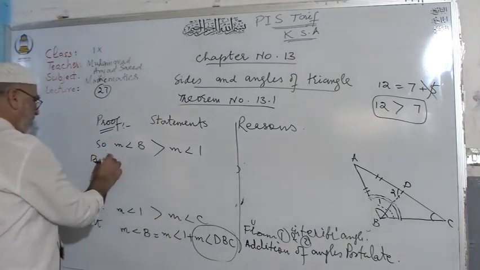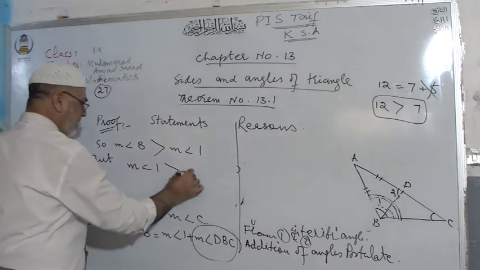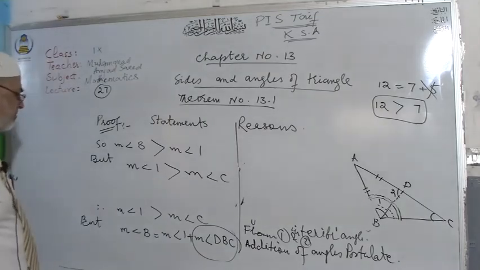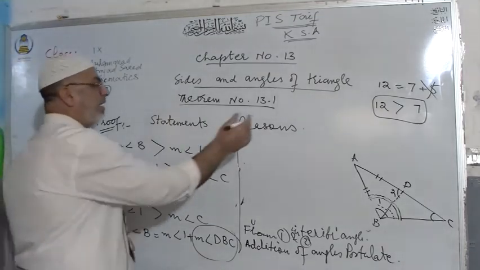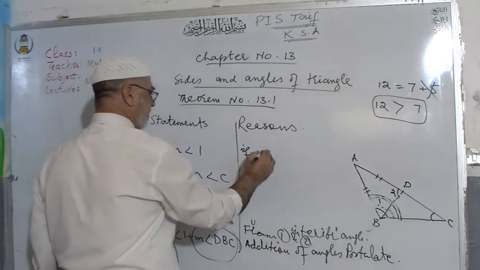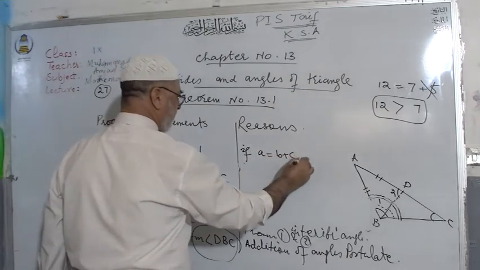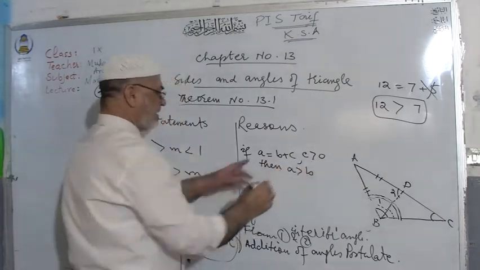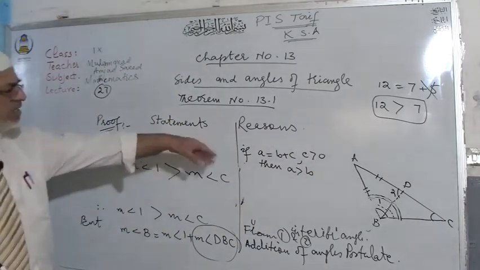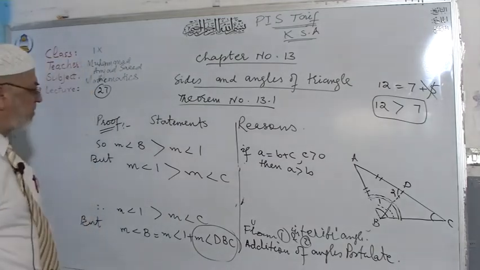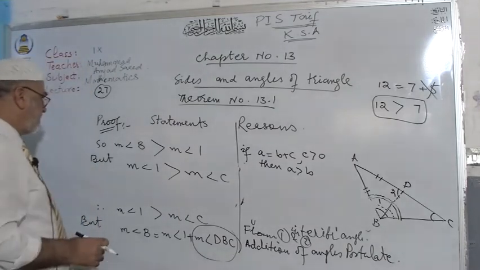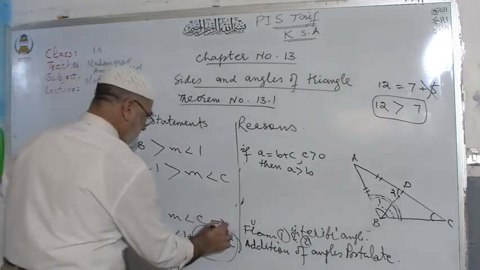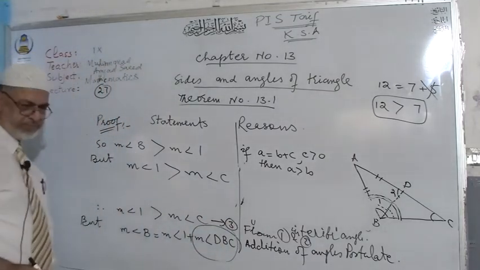But angle 1 is greater than angle C. You can check the logic: if A is equal to B plus C, and C is positive, then A is greater than B. This logic is an axiom. This can also be used in algebraic mathematics. And here, 1 greater than C may be written as 3.